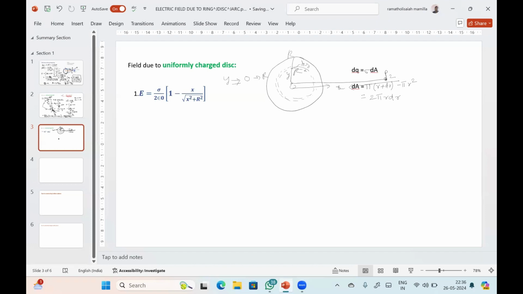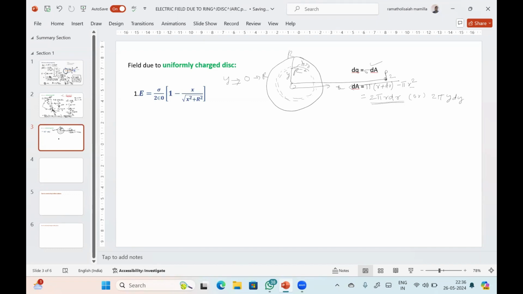So this is the small ring element I consider. Its charge is dq, which equals sigma into dA, where sigma is the surface charge density. Here dA, if you take the radius as y, is 2 pi r dr, or according to my diagram, 2 pi y dy. So you can substitute whichever, the concept is the same.